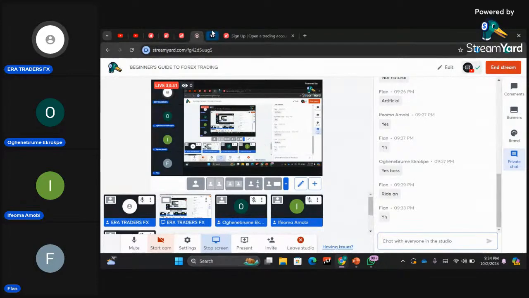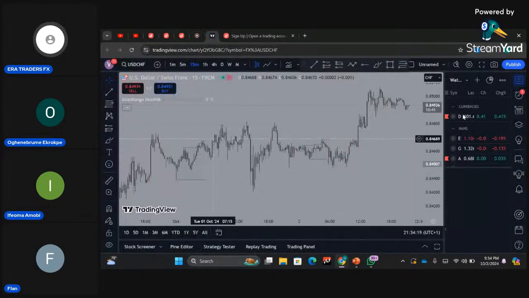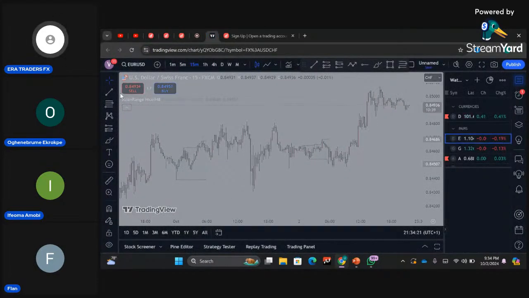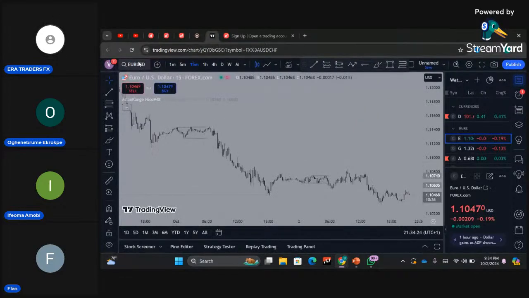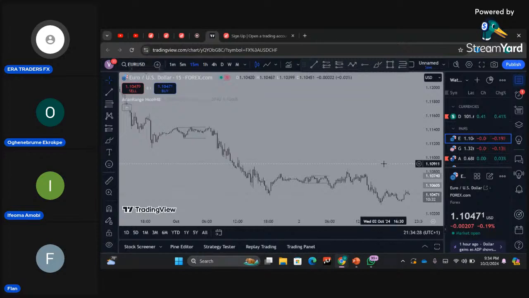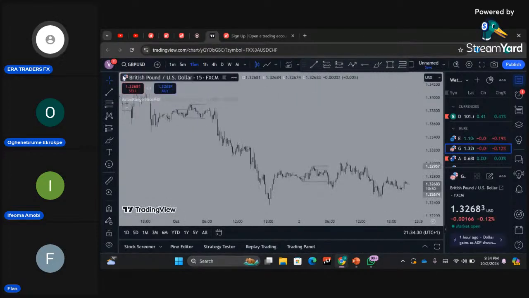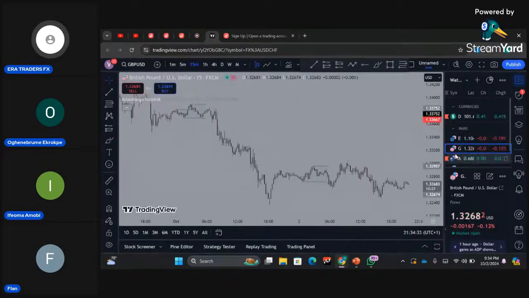This is the Trading View that is very popular for currency pairs. You can see the pairs that are here: Euro USD. Can you see Euro USD? You can all see my screen, right? Euro USD, GBP USD. You will not see synthetics, your volatility 100 and all that.